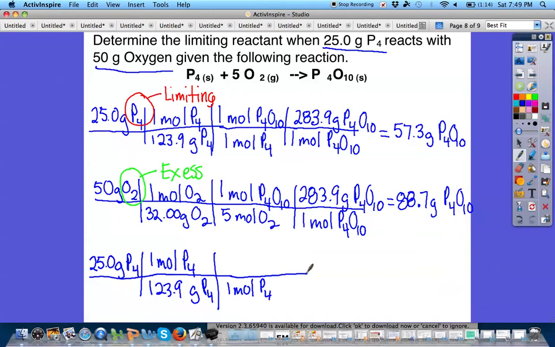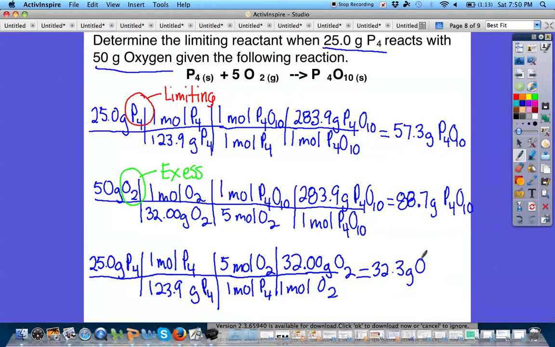And we want to know what mass of the excess reactant is going to react with this starting amount. So we have to do our mole to mole ratio, 5 moles of oxygen. And then the molar mass of oxygen is 32 grams per mole. So this means we're going to take 25 times 5 times 32 and then divide it by 123.9. And I got a mass of 32.3 grams of oxygen.